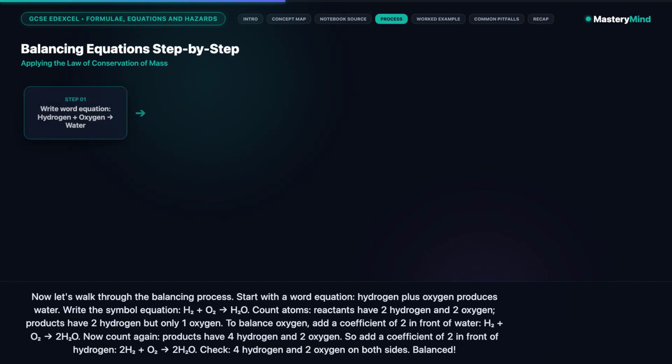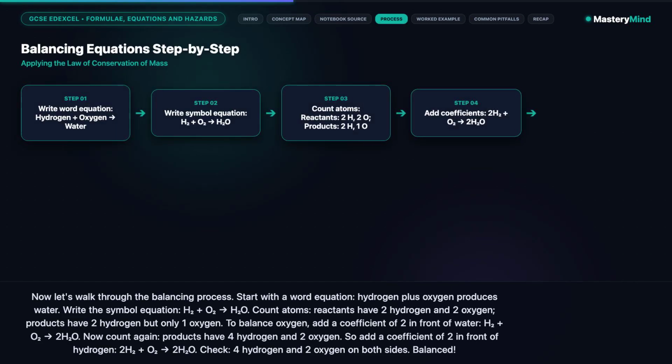Now let's walk through the balancing process. Start with a word equation: hydrogen plus oxygen produces water. Write the symbol equation: H2 + O2 → H2O. Count atoms. Reactants have 2 hydrogen and 2 oxygen. Products have 2 hydrogen but only 1 oxygen. To balance oxygen, add a coefficient of 2 in front of water: H2 + O2 → 2H2O. Now count again. Products have 4 hydrogen and 2 oxygen. So add a coefficient of 2 in front of hydrogen: 2H2 + O2 → 2H2O. Check: 4 hydrogen and 2 oxygen on both sides. Balanced.